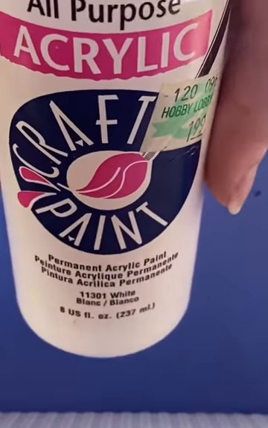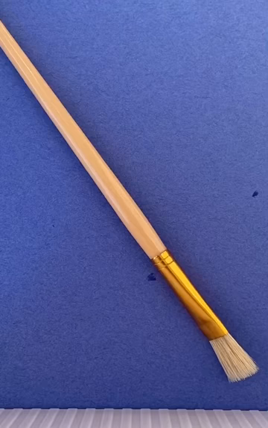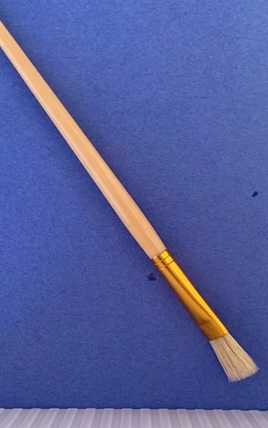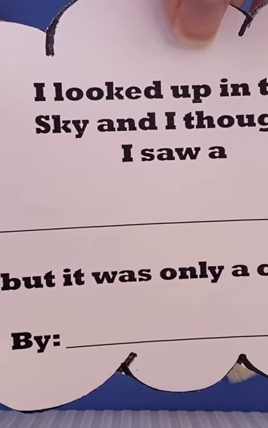All you'll need is a piece of paper. It does not have to be blue, but I wanted my paper to look like the sky. So I'm gonna use some blue paper. You're gonna need some white paint. I have acrylic paint. I don't have tempera paint, but I do recommend something that is not going to stain. A paintbrush.